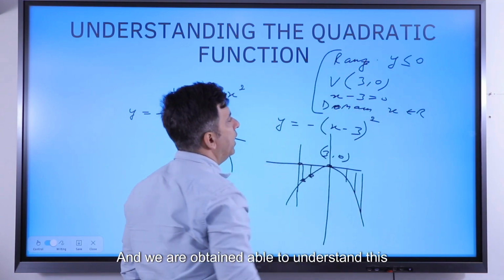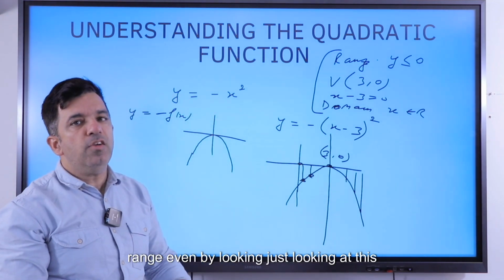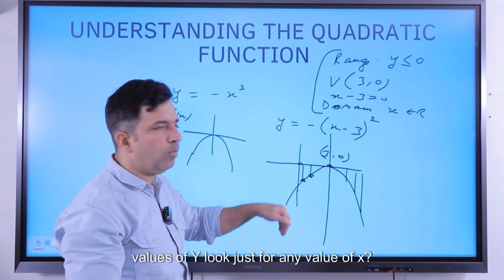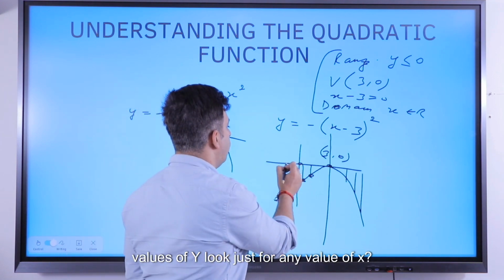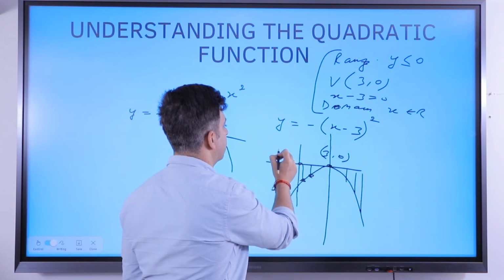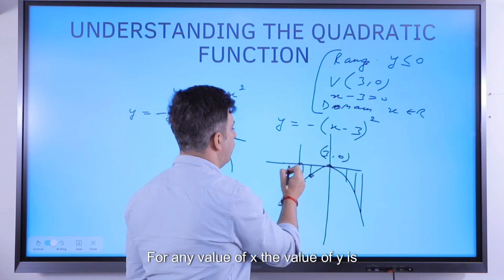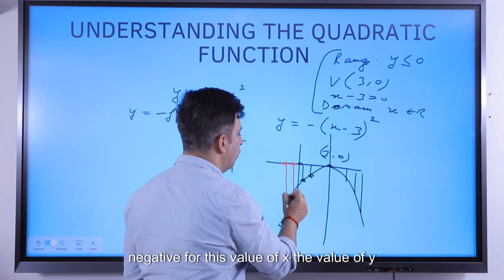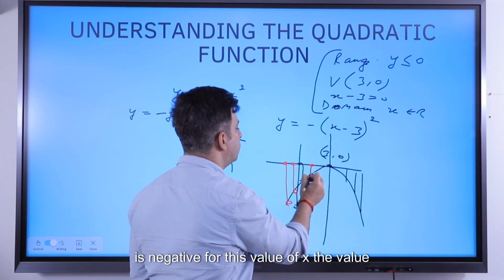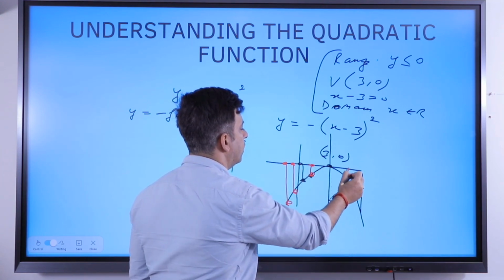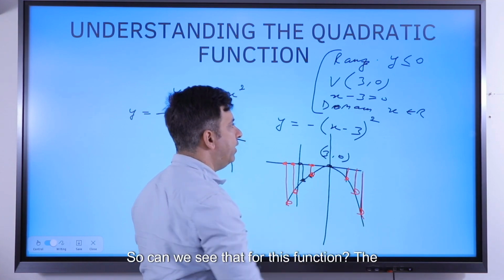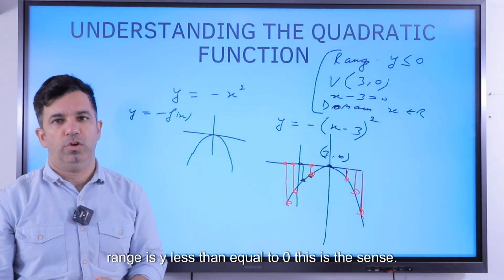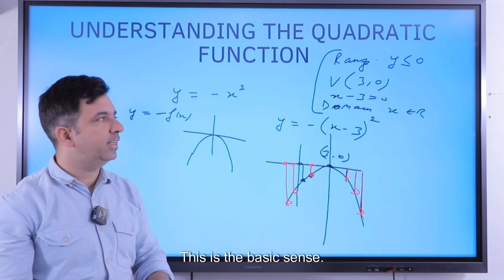And we are able to understand this range even by just looking at this function. We can see what the possible values of y are. Look, for any value of x, the value of y is negative. For this value of x, the value of y is negative. For this value of x, the value of y is negative, and so on. So can we see that for this function, the range is y less than or equal to 0. This is the basic sense.